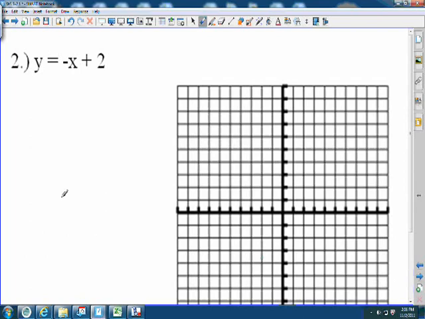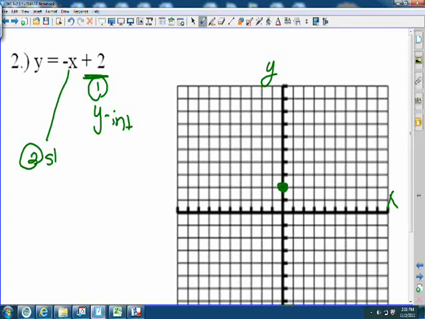Let's try the next one. Step 1 is the y-intercept. Please remember this is the x and this is the y. The y-intercept is plus 2, so I will go up to 2 and put a dot. The second step is the slope, and this says negative x. Well, that's the same as negative 1, and it's a whole number, so you always put it over 1. Since it is negative, it's going to tell me to go down 1 and to the right 1.